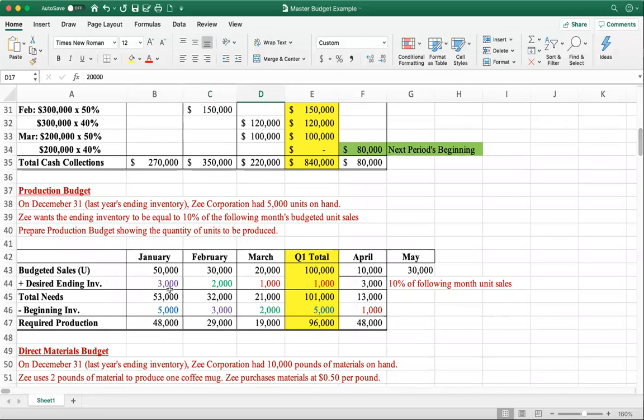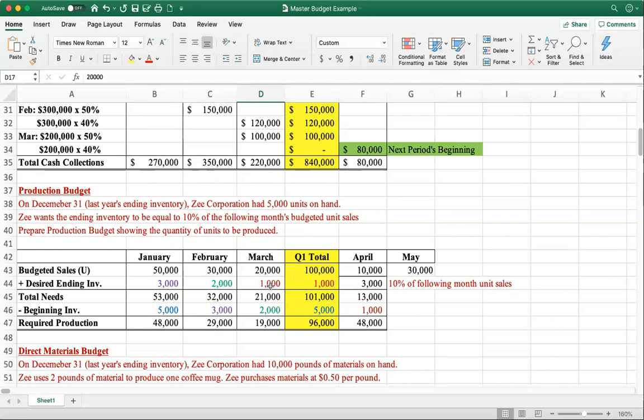Now the desired ending inventory, as the question says, is ending inventory to be equal to 10% of the following month budgeted unit sales. So the desired ending inventory is 10% of the following month budgeted unit sales. So right here is 30,000. 10% of 30,000 is 3,000. All right. Then for February, 20,000 is the following month's budgeted sales. For March, 10% of the following month sale, which is March, 20,000, will be 2,000.